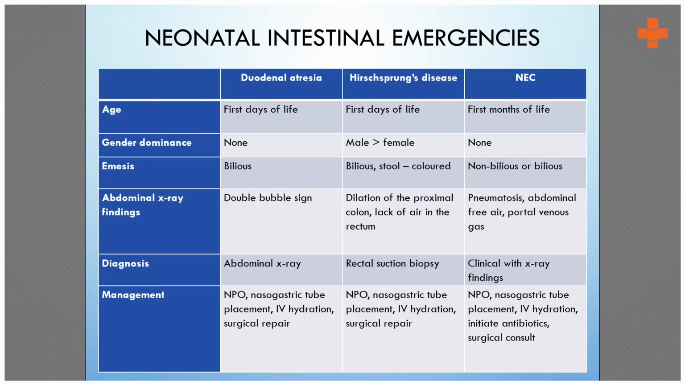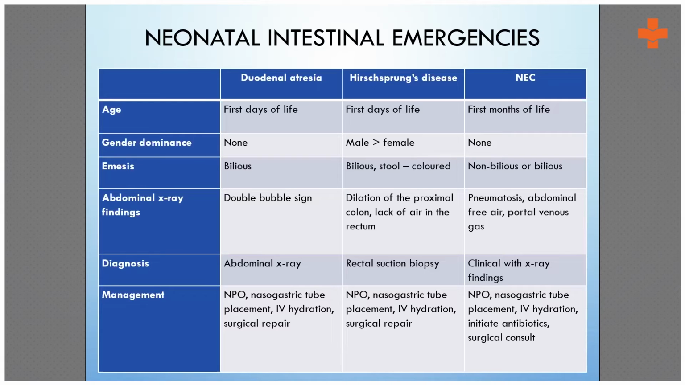Normally, okay, now let's go to intestinal emergencies. I'll do it very fast. Now, the intestinal emergencies we normally find are duodenal atresia, Hirschsprung disease, and NEC. Age of onset: in the first days of life, duodenal atresia, we have bilious vomiting. Get an X-ray done, you will find a double bubble sign. Abdominal distension is there. The diagnosis is made by an abdominal X-ray. Management: keep the baby NPO, put a nasogastric tube, IV hydration, and then surgical repair. In Hirschsprung disease, again, first few days of life, male predominance is more.